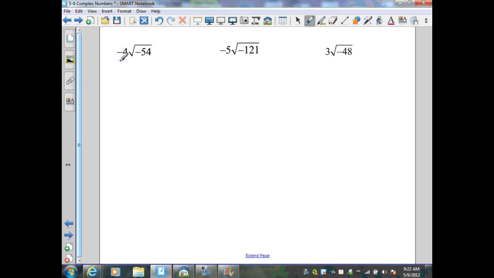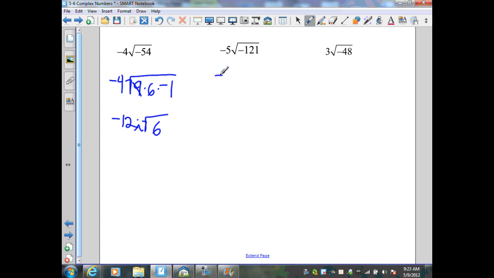On my next example, -4 times the square root of -54. I bring down my -4, my radical, and again, I can break this into a product of its factors, one being a perfect square. That would give me 9 times 6, which is 54, times -1. The square root of 9 is 3. 3 times -4 is -12. The square root of -1 can be represented with i, and that leaves me with 6 in the radical, -12i square root of 6.